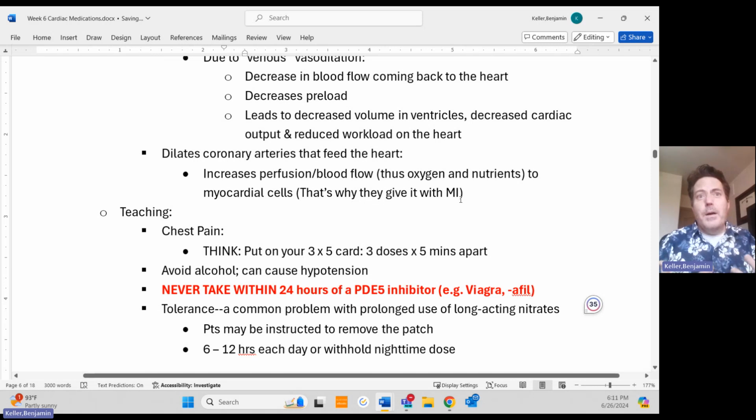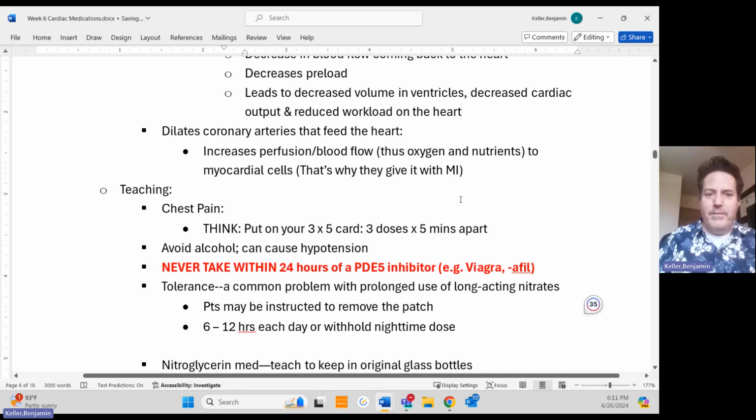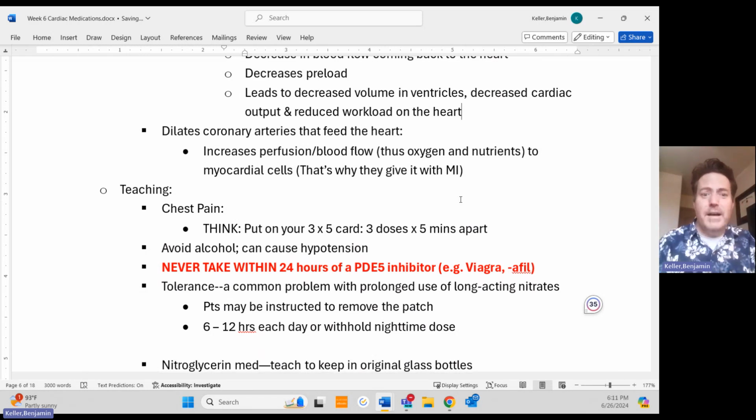So if they come or they call and they're like, hey, I've got chest pain, I like to put it this way. Put it on your 3x5 card. I don't know if anybody's got a 3x5 card that they actually write notes on and keep in their pocket, but 3x5 means give 3 doses 5 minutes apart, and see if the chest pain alleviates. You give a dose, wait 5 minutes, have them sit down before they take it, and see if it goes away.